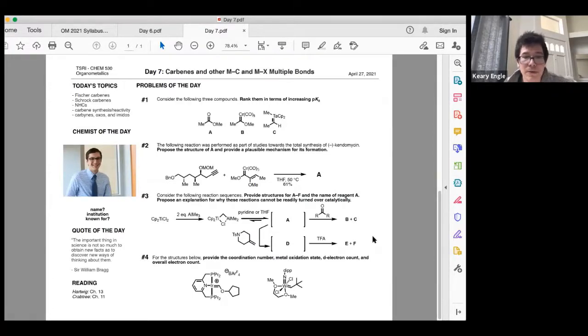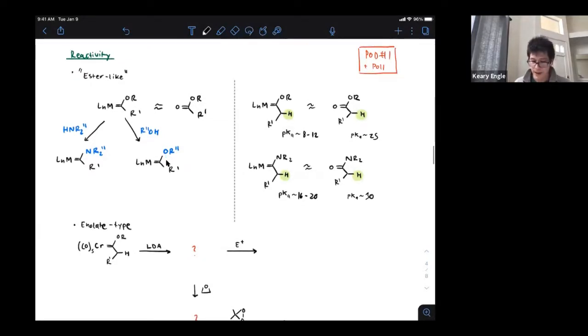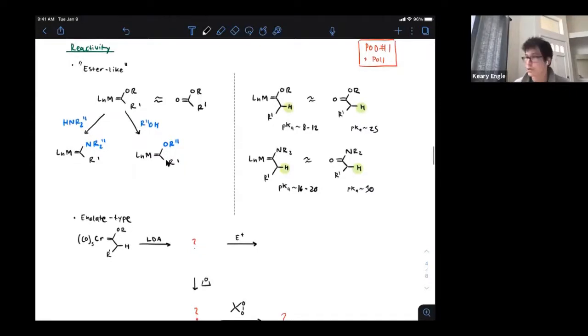Okay, so let's actually take a look at some numbers here. You can take a look at the right of my screen. Comparing the alpha proton acidity, it's about 8 to 12 in the case of Fischer carbenes, whereas from our Evans-Bordwell pKa table, we know that these are 25 in the case of esters, and then amides, of course, are less acidic, and the amide equivalent of a Fischer carbene is also less acidic.